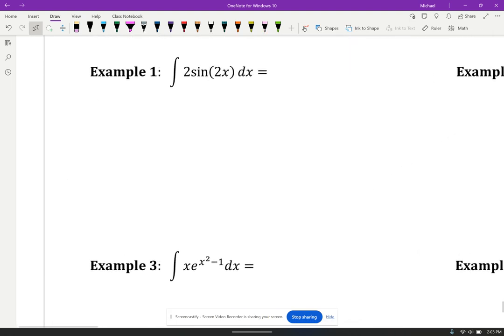Okay, so let's begin. In example 1, we want to take the antiderivative or the indefinite integral of 2 sine of 2x dx. So this is not just sine of x, this is sine of 2x. And so I'm going to say that this is my u. So I'm going to come over here to the side and say my u is 2x. Great. Now I'm going to take my derivative. So the derivative of u is equal to the derivative of this, which would be 2 dx.